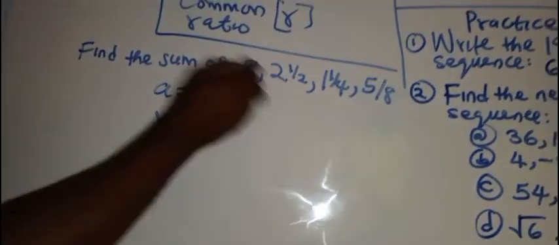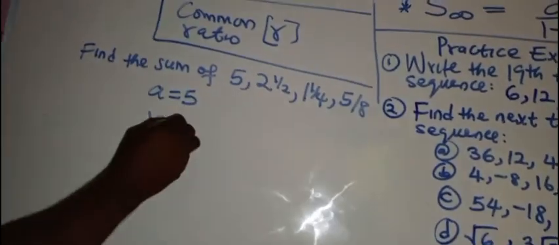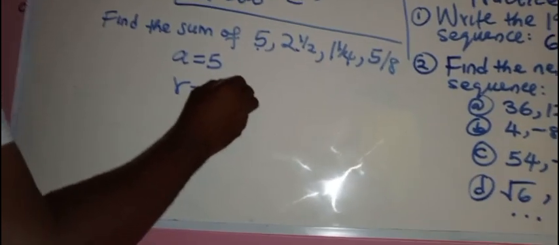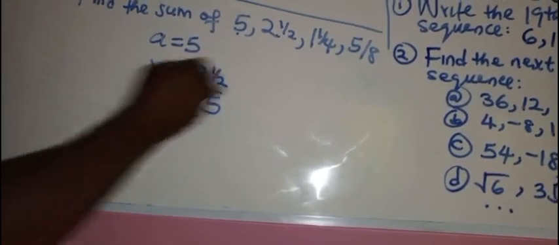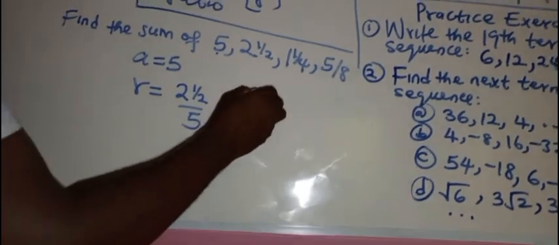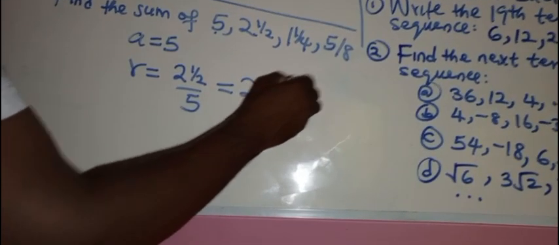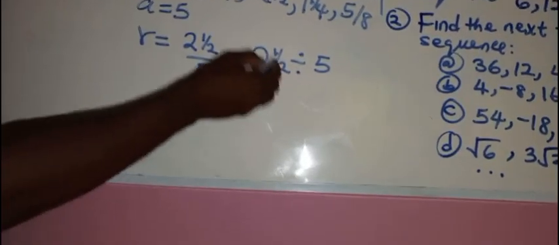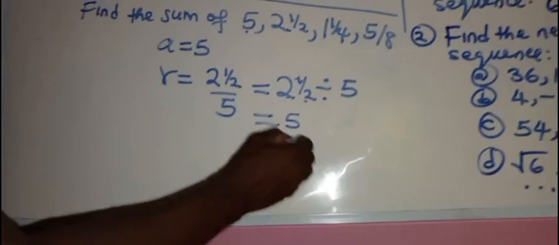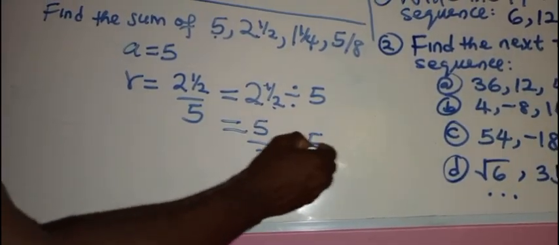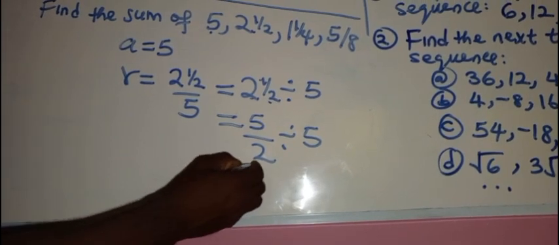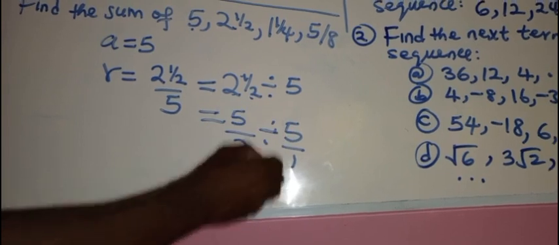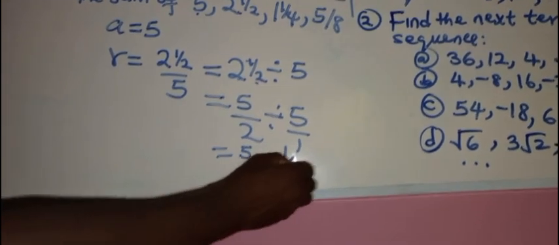Now, the common ratio, for this to be a geometric sequence, has to be this over this, 2.5 over 5. Which is the same as 2.5 divided by 5. Change this to a proper fraction: 5 over 2, divided by 5. Change this division to times. 1 will go up, 5 will come down.